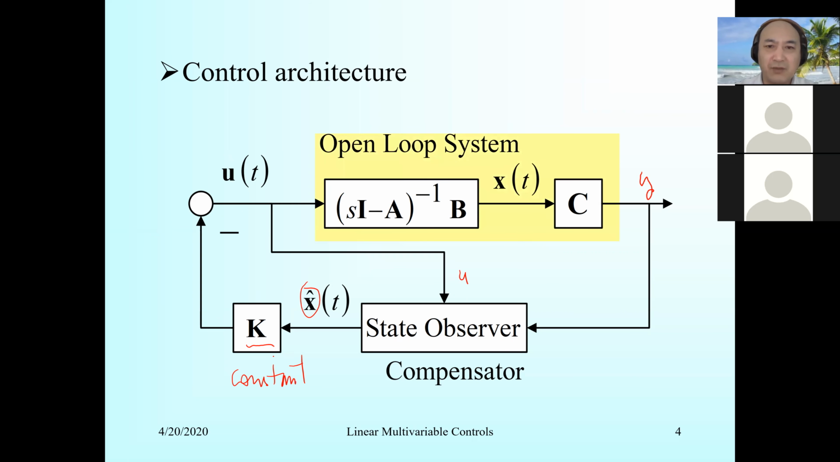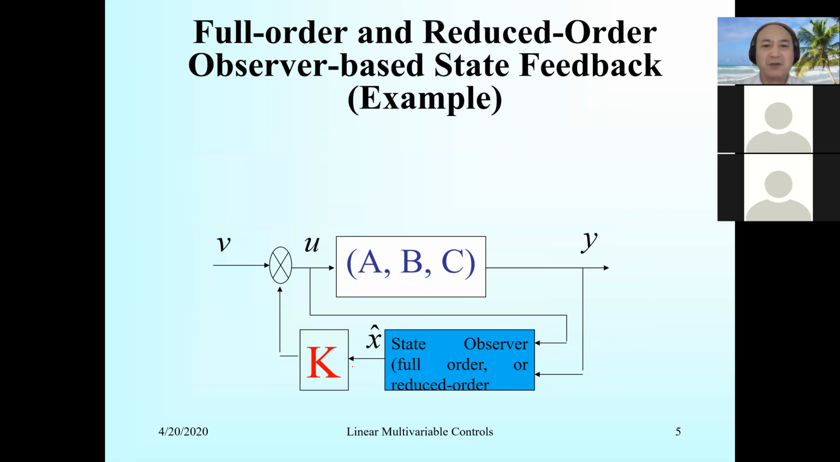So there's a separation between the open loop system and the compensator. You should understand the whole controller is a MIMO dynamic controller. The state feedback could be full order or reduced order, because sometimes some partial states can be directly measured from the output for feedback. So that's the structure we should understand.